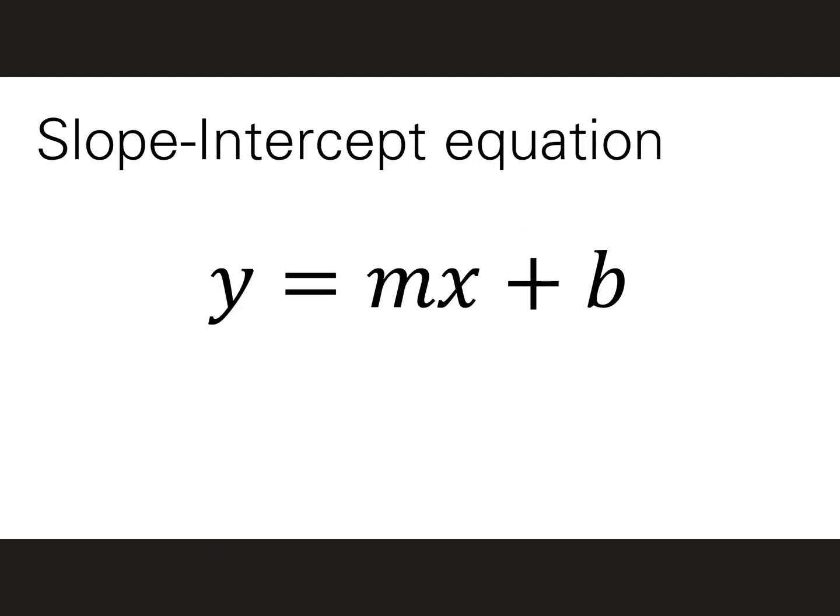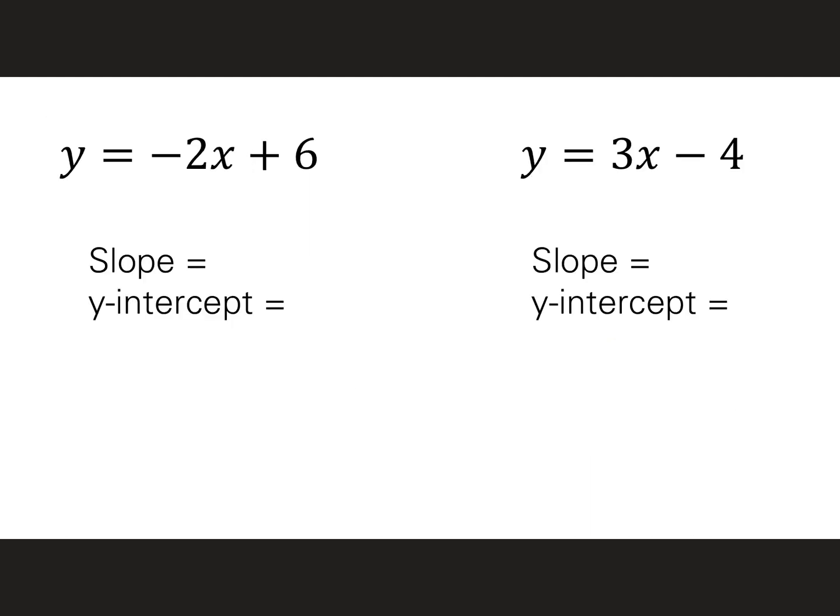This is what we call the slope-intercept equation. As I said before, the m represents the slope, so we'd actually have a number there, not the letter m. And the b represents the y-intercept. And again, I would have a number there, not just the letter b.